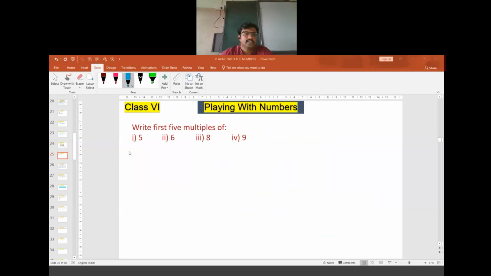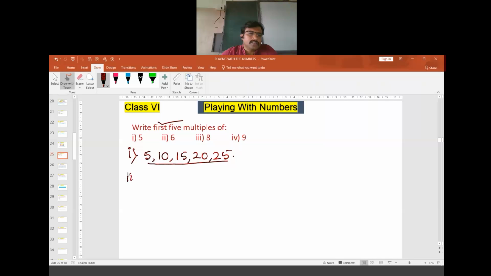Now we have a question here. Write 5 multiples of 5, 6, 8, and 9. We are not finding the common multiple, we are just finding the multiples of the given numbers. Here the first one is 5. The multiples of 5 are 5, 10, 15, 20, 25. Tanmay, Sudhindra, Srinivas, you people are correct. We have to find the first 5 multiples. These are the first 5 multiples.